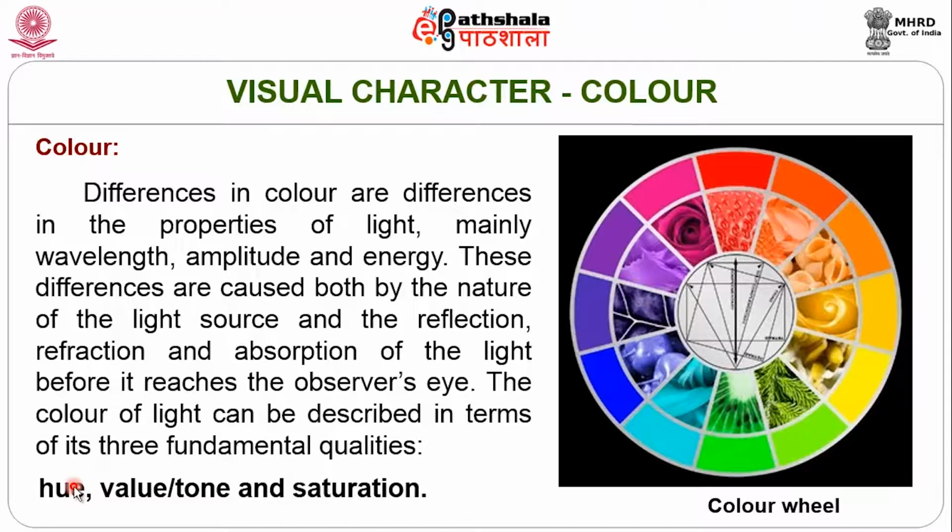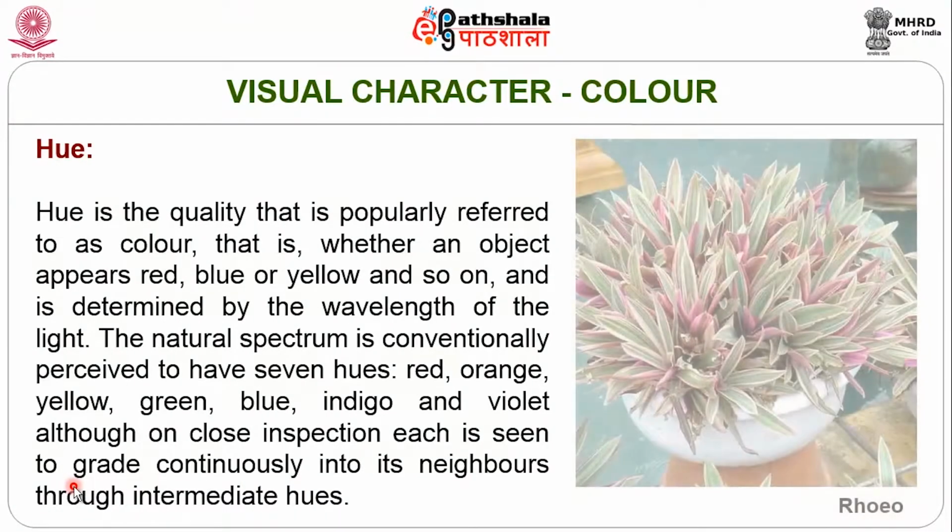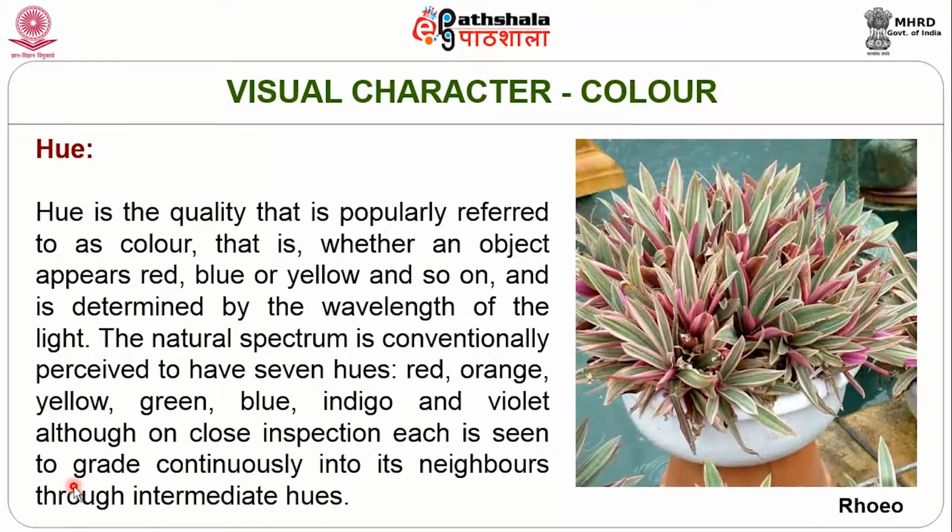The color of light can be described in terms of three fundamental qualities, that is the hue, value or tone, and saturation. So, it is important to have a general understanding of what hue is. Hue is generally the color of a particular planting object itself. So, it is a quality by which a color is said to be, like, this is a red color or a yellow color and so on. So, it is determined by the wavelength of the light.